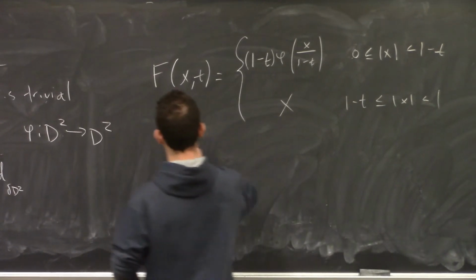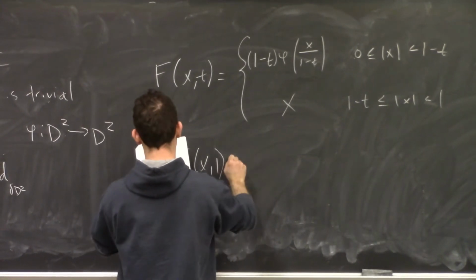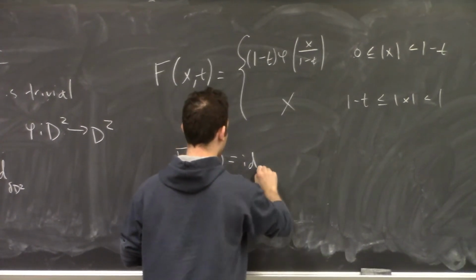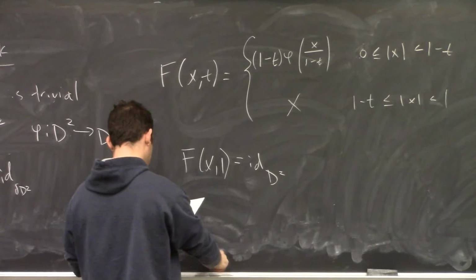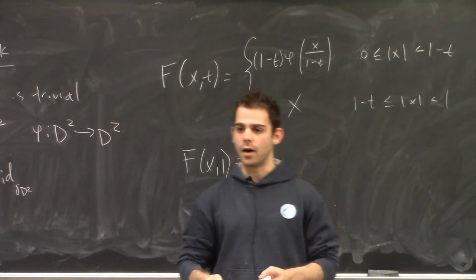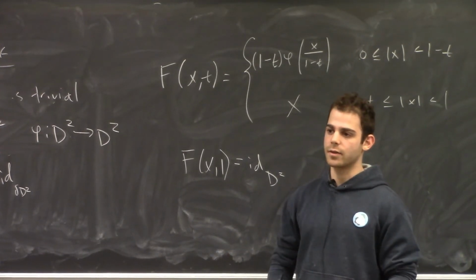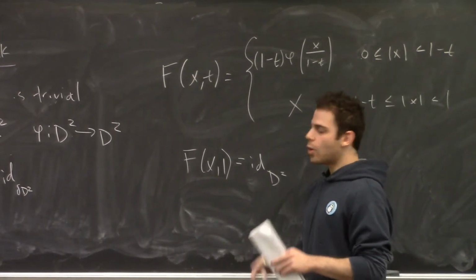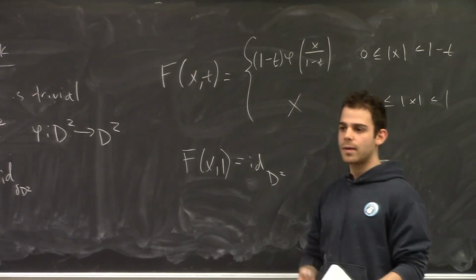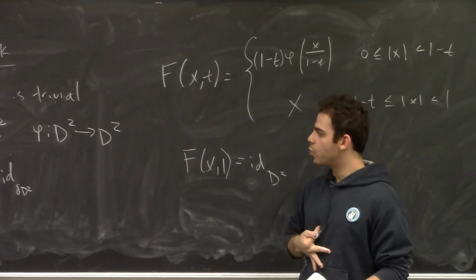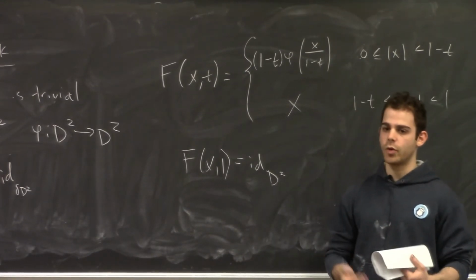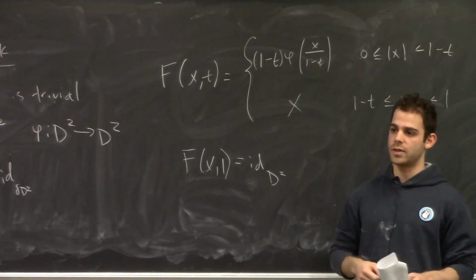And then f of x, 1 is just going to be the identity. And you can check that this is actually an isotopy of phi to the identity function. The only thing is that these isotopies are still continuous maps. And because we're in R2, the space where we can actually do calculus, we can think of smooth maps from D2 to itself.